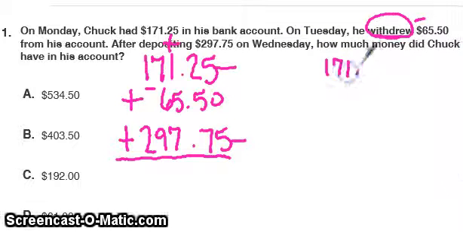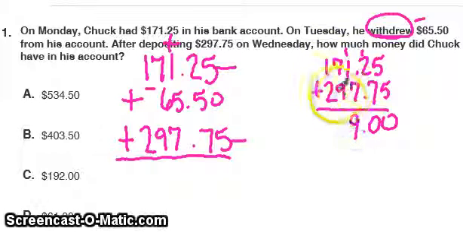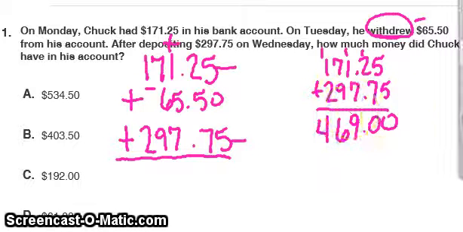So 171.25 plus 297.75. 5 plus 5 is 10. Carry my 1. 1 and 2 is 3 plus 7 is 10 again. 1 and 1 is 2 plus 7 is 9. 7 and 9 is 16, and 1 and 1 and 2 is 4. From there, I need to subtract 65.50.